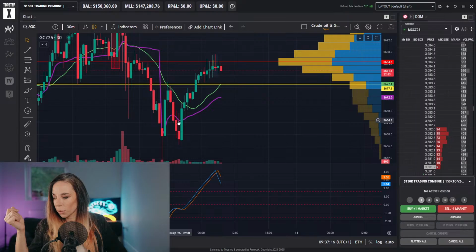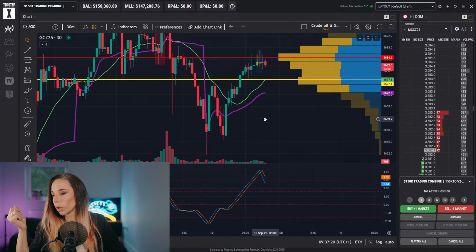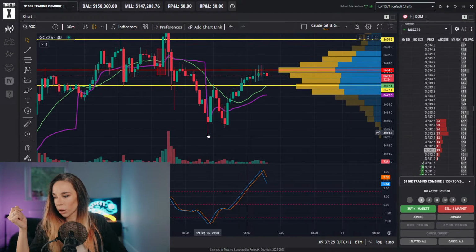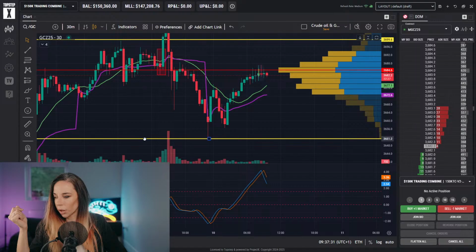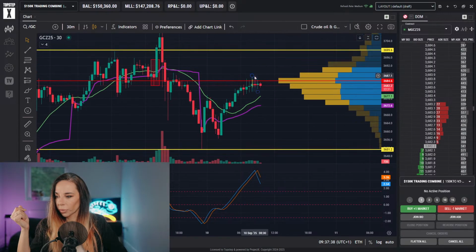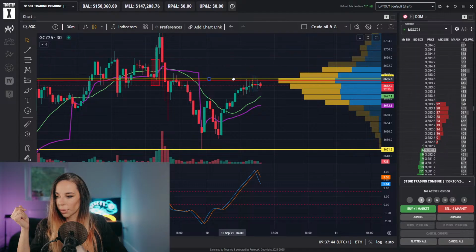Okay, so let's see what Asia did. So first and foremost, I changed the chart to 30 minutes here. We're going to look at where the Asia low and Asia high are located. So here we go. Let's move this line down here. This is the Asia low. So this was the Globex open candle. And then, I mean, really, we have the Asia high here.